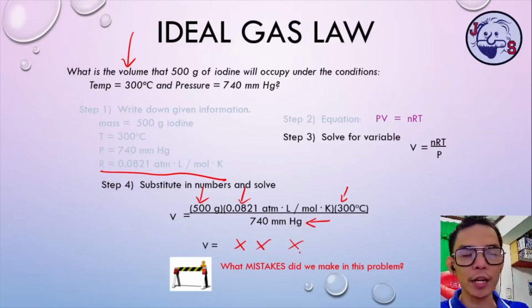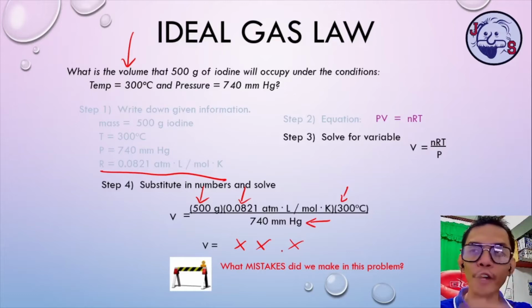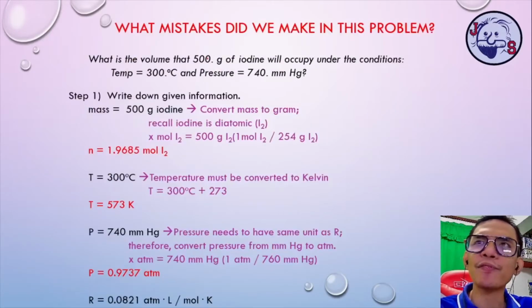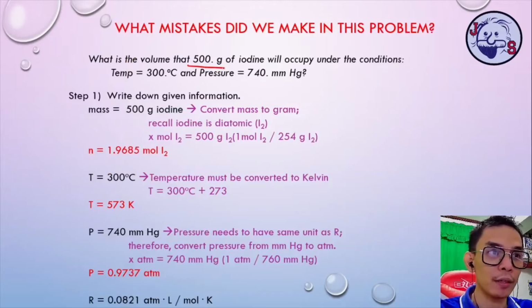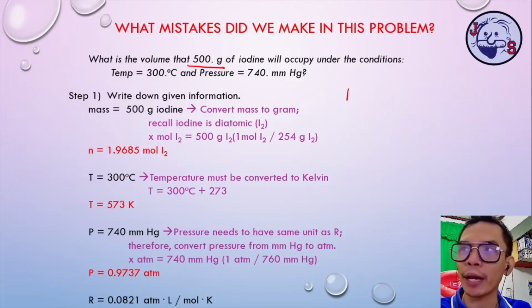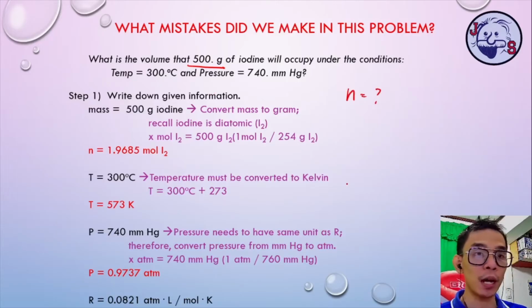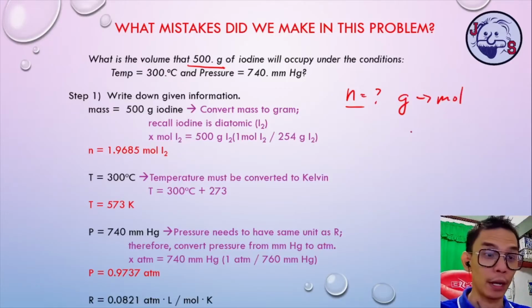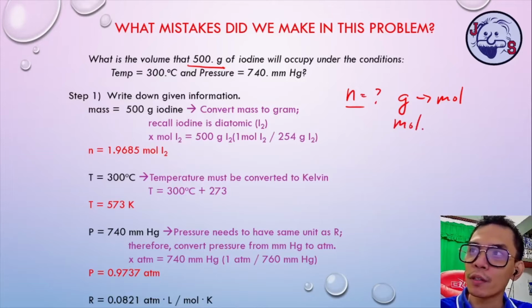Now, the thing here is, what are you going to do before you solve? These are the things. The first one is, if the given is in grams, the question is, what will be your N? If the given is in grams, don't panic. You still have your N. All you need to do here is to convert that mass into moles. If it is in moles, you can convert that one into mass.